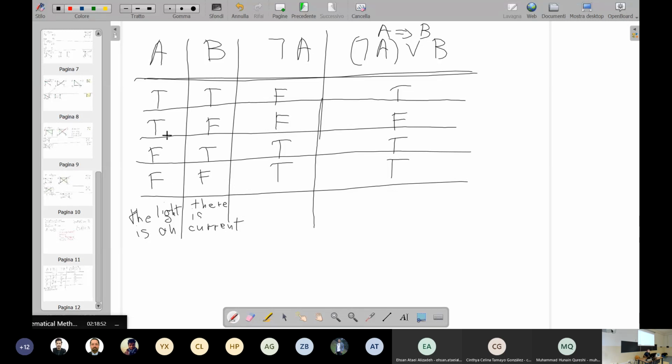But of course, you can see that this A implies B is not so counterintuitive. If the light is on, you can deduce that there is current. This is the idea, okay? A implies B does not mean A is true, does not mean B is true. It means either not A or B or both. But you cannot have that the light is on if the current is missing, okay?